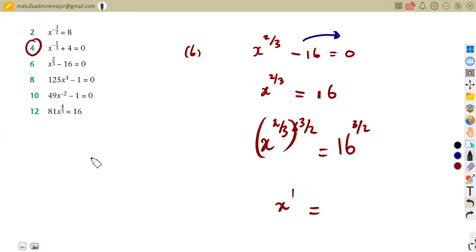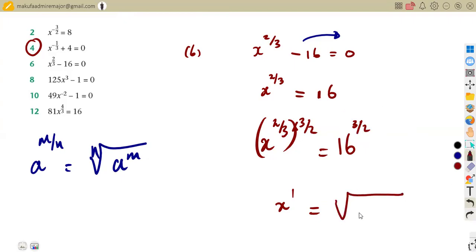Remember, if you're given a rational exponent a to the exponent of m over n, it gives us the nth root of a to the exponent of m. We talked about this. Having the 2 there means the square root. So we're going to have the square root of 16 to the exponent of 3. It means there's a 2 there, the square root, there's a 2. Don't worry, you can even leave that.